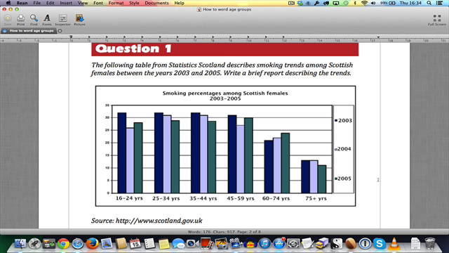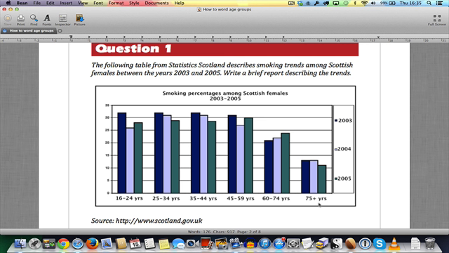So here on the screen we have an example question, and this data source presents the smoking percentages among Scottish female demographics between the years 2003 and 2005. And the data is organized by age groups. So we have 16 to 24-year-olds, 25 to 34-year-olds, 35 to 44-year-olds, 45 to 59-year-olds, 60 to 74-year-olds, and those women that are 75 years and older.